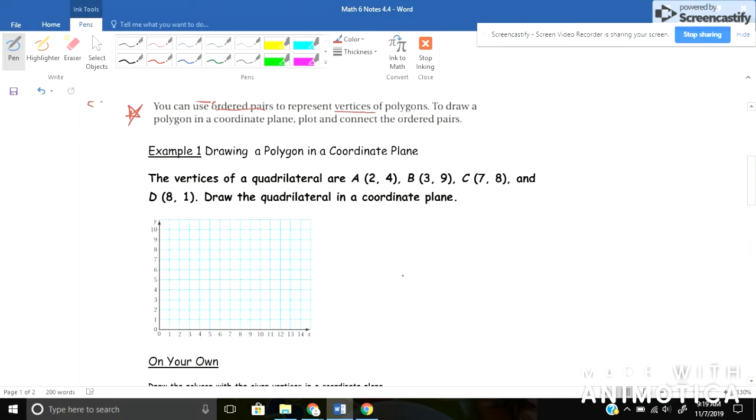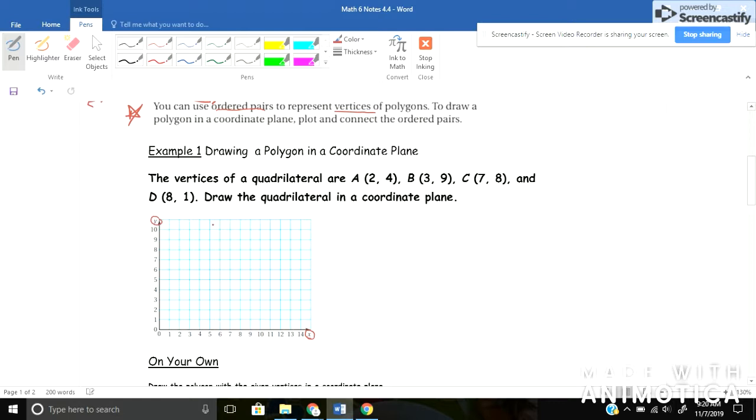All right, let's see what that looks like in the first example here. The vertices of quadrilateral A, B, C, and D are these ordered pairs: 2, 4, 3, 9, 7, 8, and 8, 1. Draw the quadrilateral in the coordinate plane. All right, here's our coordinate plane. Our x is always going to be our horizontal. You'll see it's labeled here for you. And our y is always going to be our vertical.